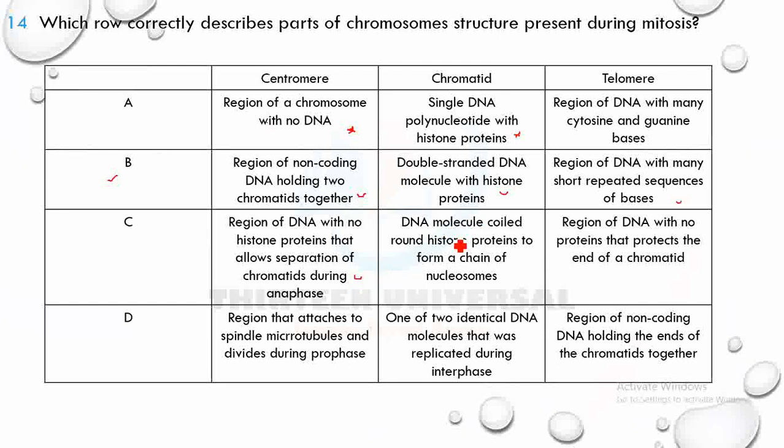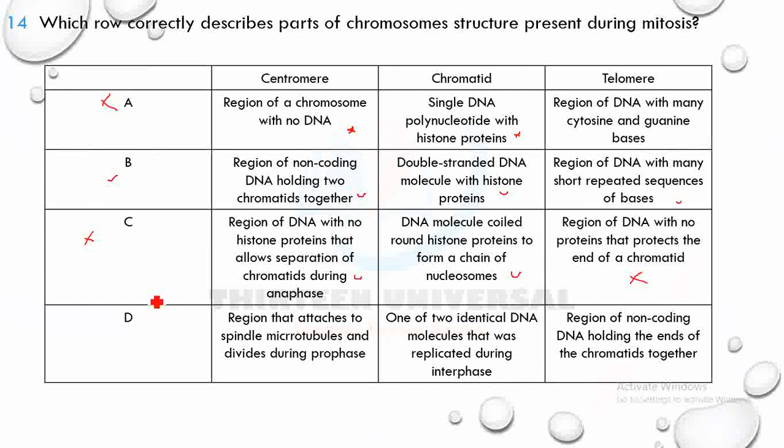DNA molecule coiled around histone protein to form a chain of nucleosomes. Then a region of DNA with no protein that protects the end of a chromatid. So what is wrong about C? Telomere says region of DNA with no protein that protects, right? All regions of DNA have protein. No. This is not a region of DNA. Telomere is the tip of chromosomes that protects genes. So this is wrong, all right? Of course, we have established that this is wrong.